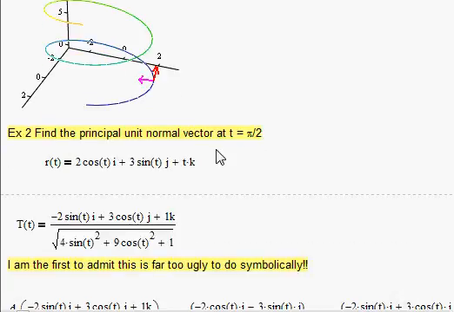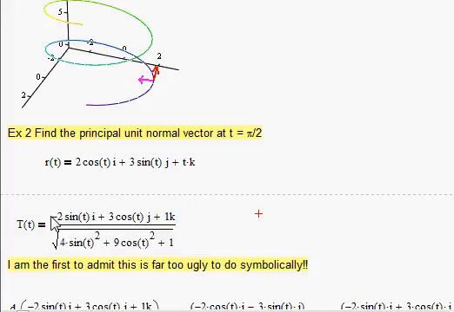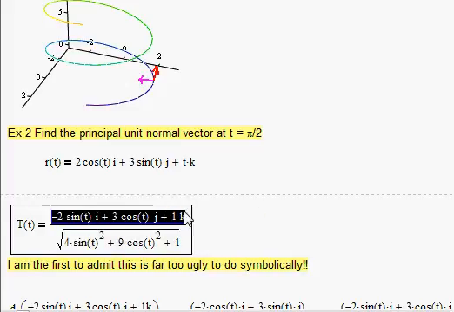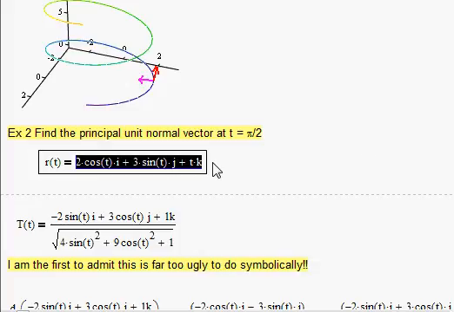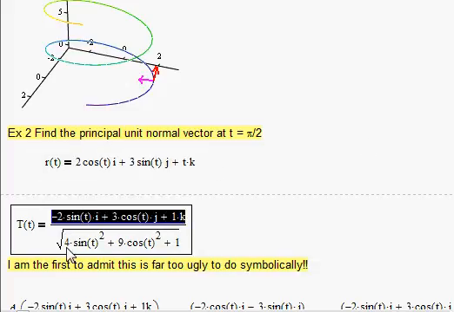So, find the principal unit normal vector at t equals pi over 2, for our good old same old function. And first we find the unit tangent vector by finding the derivative of this. Well, we already did that earlier. So there's that derivative, and here's its length.